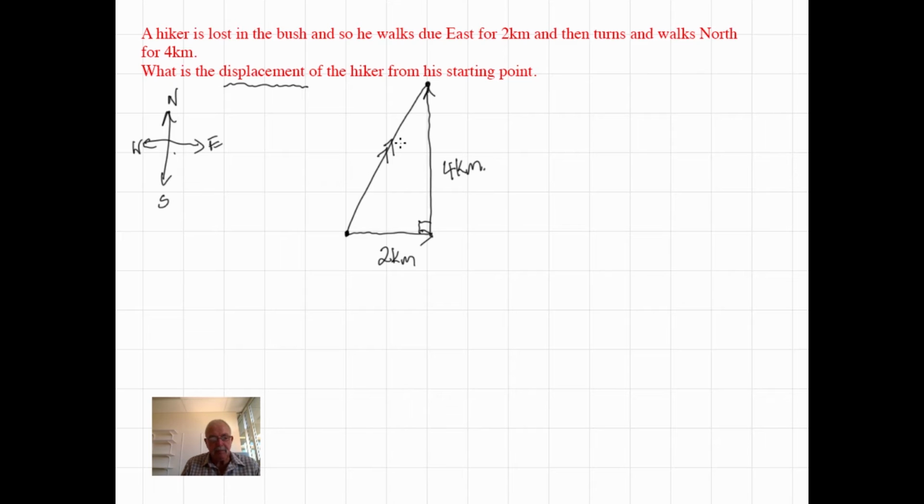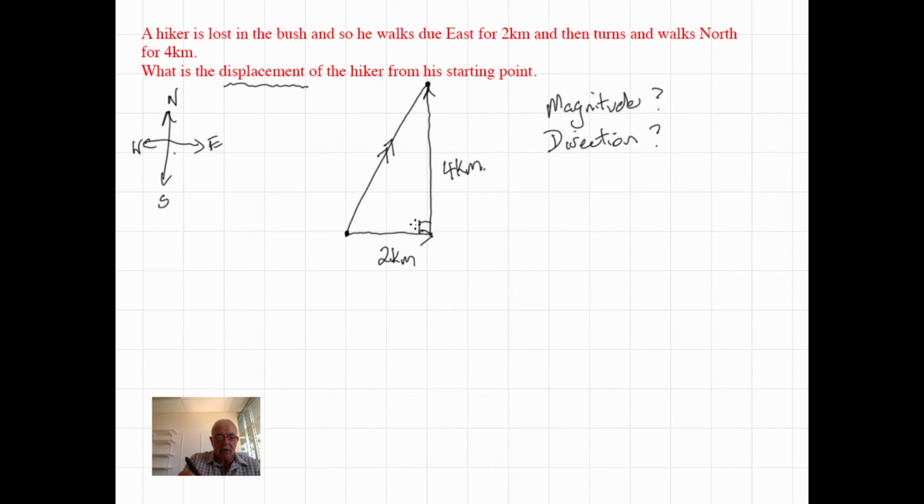So this is where he is now, this is where he started, so the displacement that we're after is that vector there. Now because we're talking about displacement, we know that there is magnitude, and also we've got to come up with some direction. So we've got to find the magnitude and we've got to work out the direction.